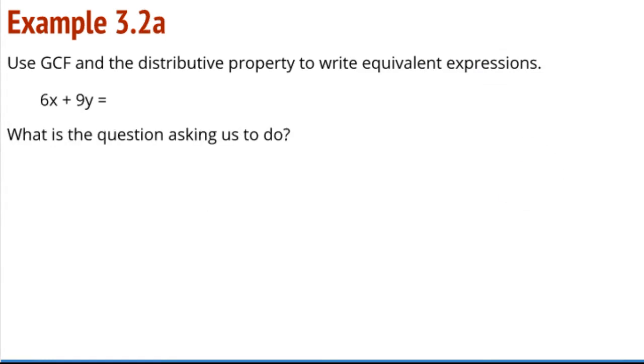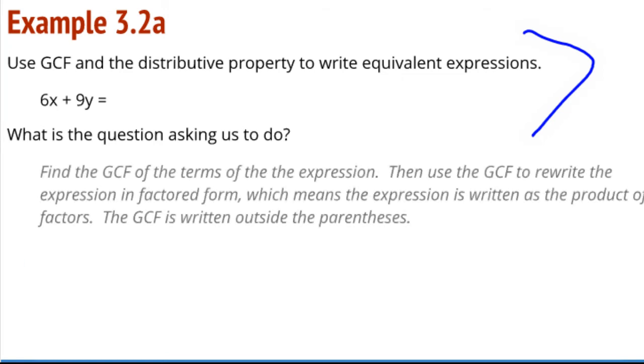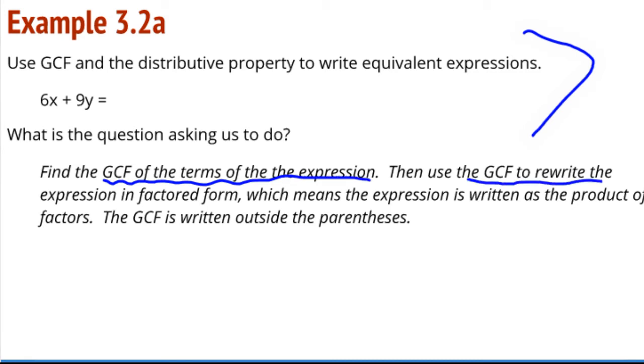All right, so here's another example. So read and ask yourself, okay, what is it that they want me to do here? I see they want me to use the greatest common factor, and they want me to use the distributive property to write some equivalent expressions. So I need to find the greatest common factor of the terms. They want me to use the greatest common factor to rewrite the expression in factored form, which means the expression is written as the product of factors. And the greatest common factor is going to be written outside the parentheses.